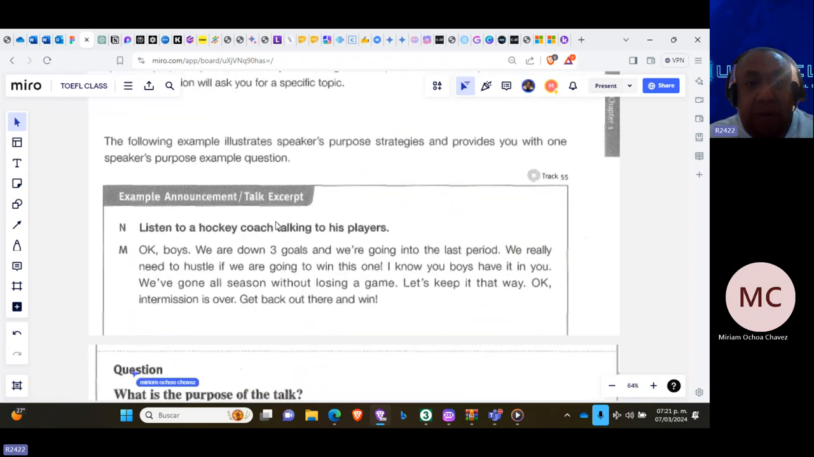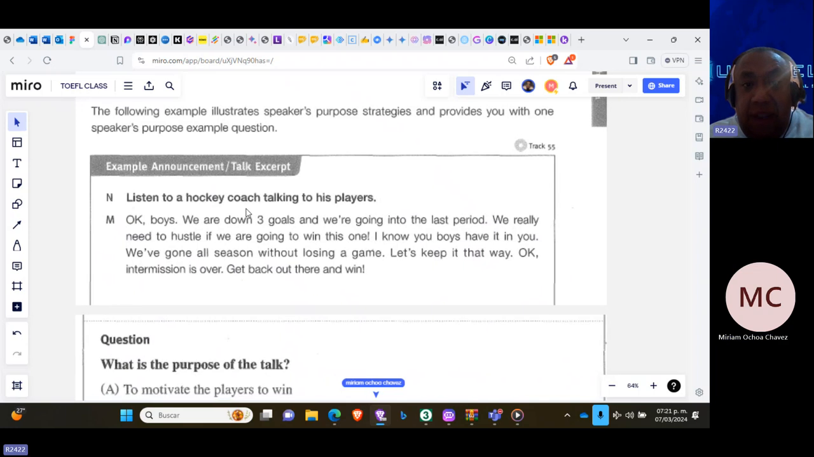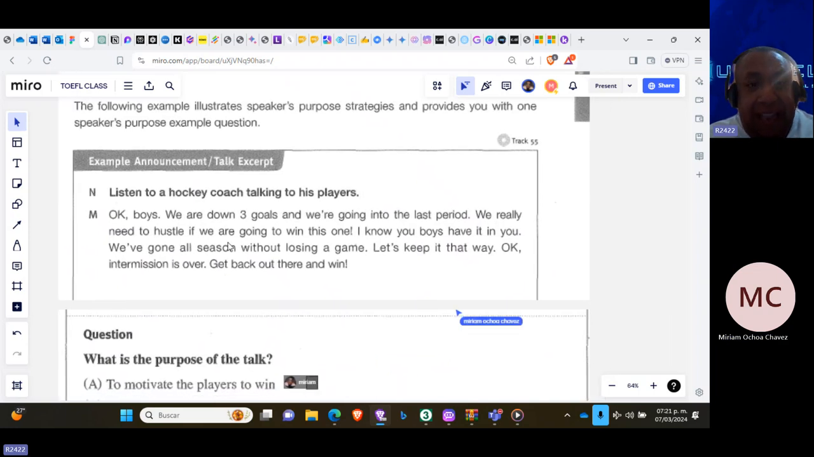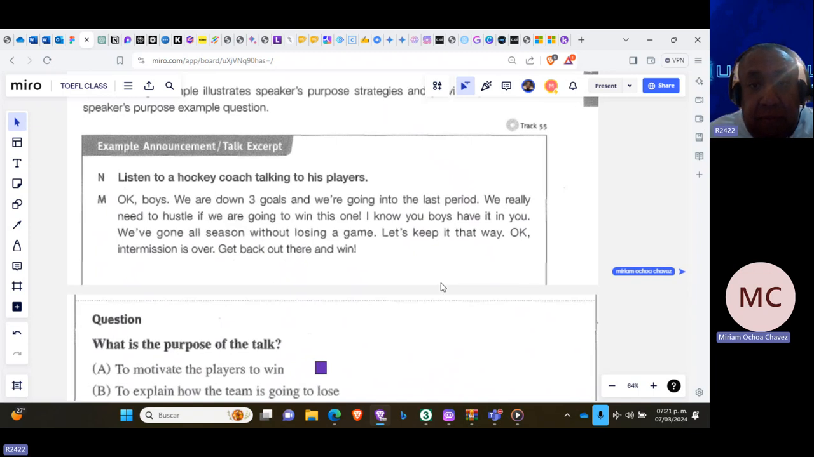Example announcement or talk excerpt. Listen to a hockey coach talking to his players. Okay, boys, we are down 3 goals and we are going into the last period. We really need to hustle if we are going to win this one. I know you boys have it in you. We have gone all season without losing a game. Let's keep it that way. Okay, intermission is over. Get back out there and win.